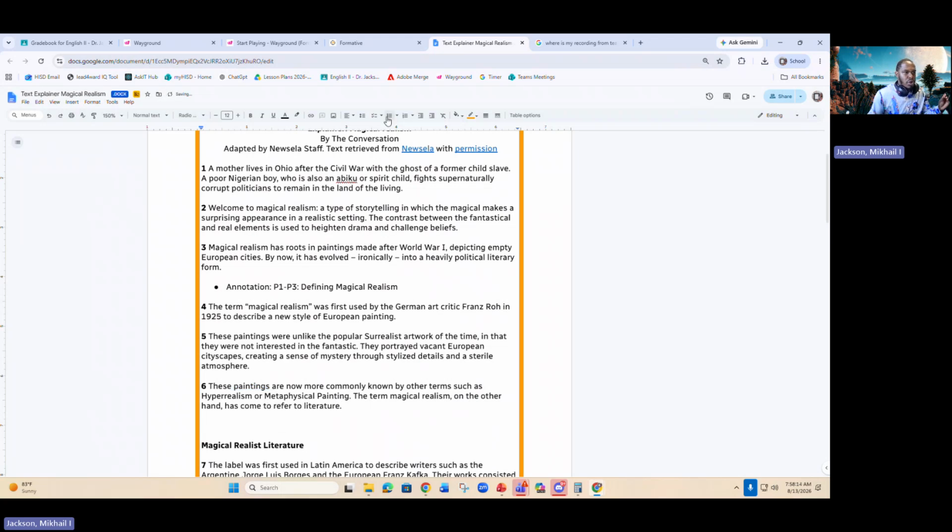I'm taking the key idea from each topic sentence and I'm going to merge it into an annotation. So I'm going to start off by saying annotation, colon. You could say colon or just put paragraph 1. It doesn't matter. Paragraph 1 through paragraph 3. And then right here needs to be the colon. And I'm going to put magical realism paintings. Now, this text again is explaining magical realism.